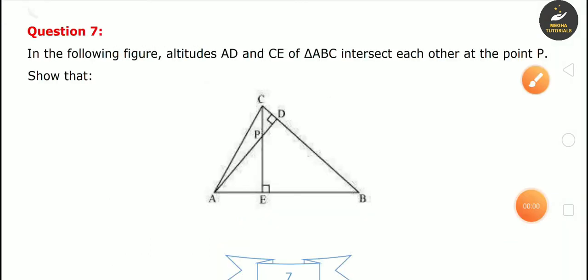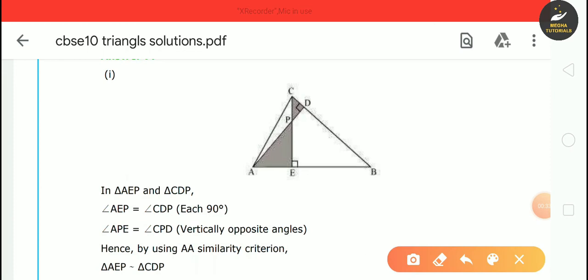Question 7. In the following figure, altitudes AD and CE of triangle ABC intersect each other at the point P. Then we have to show that first triangle AEP is similar with triangle CDP, second triangle ABD is similar with triangle CBE, third triangle AEP is similar with triangle ADB, and fourth triangle PDC is similar with triangle BEC. So let's see the solution.